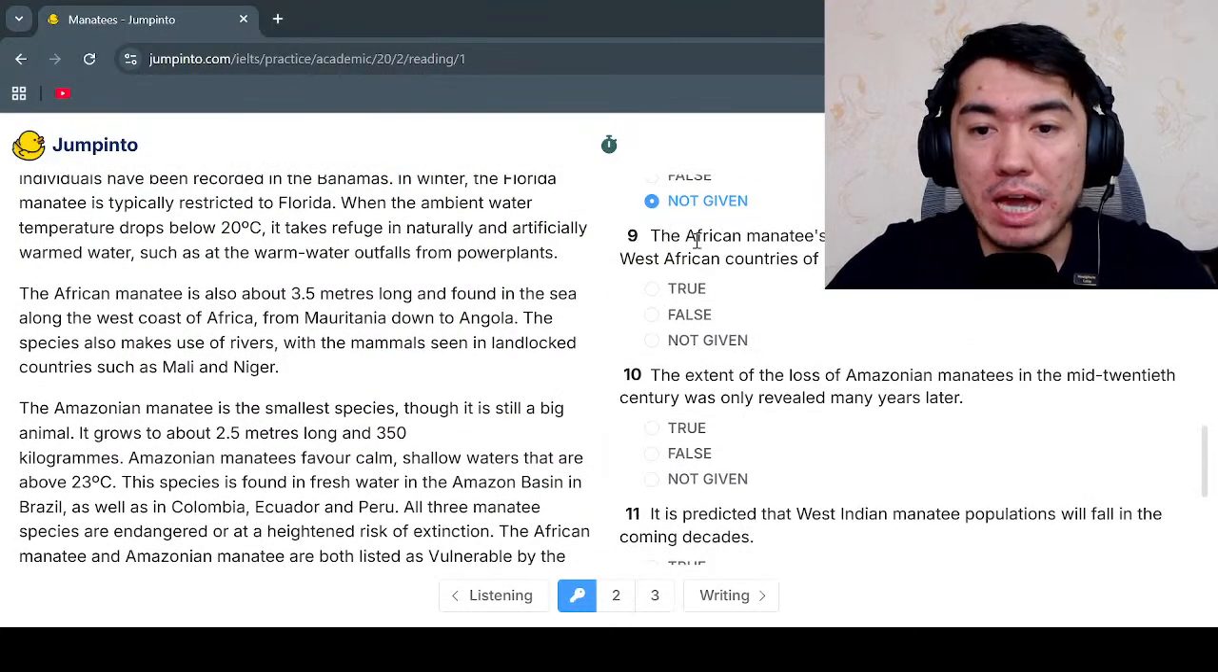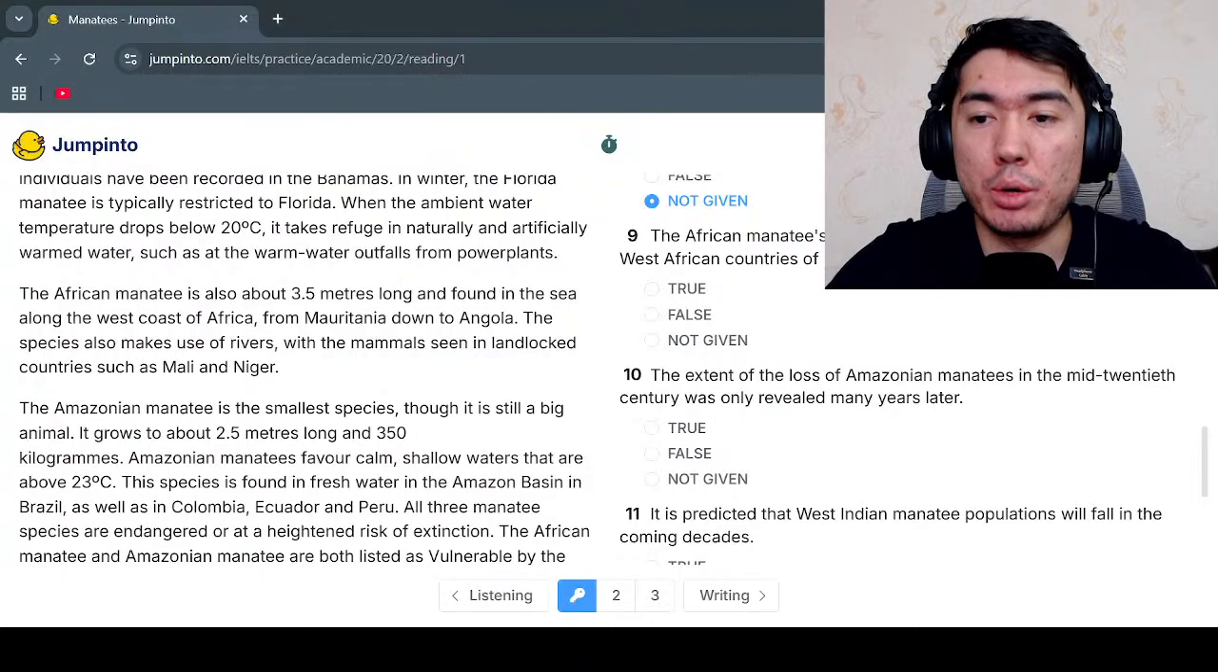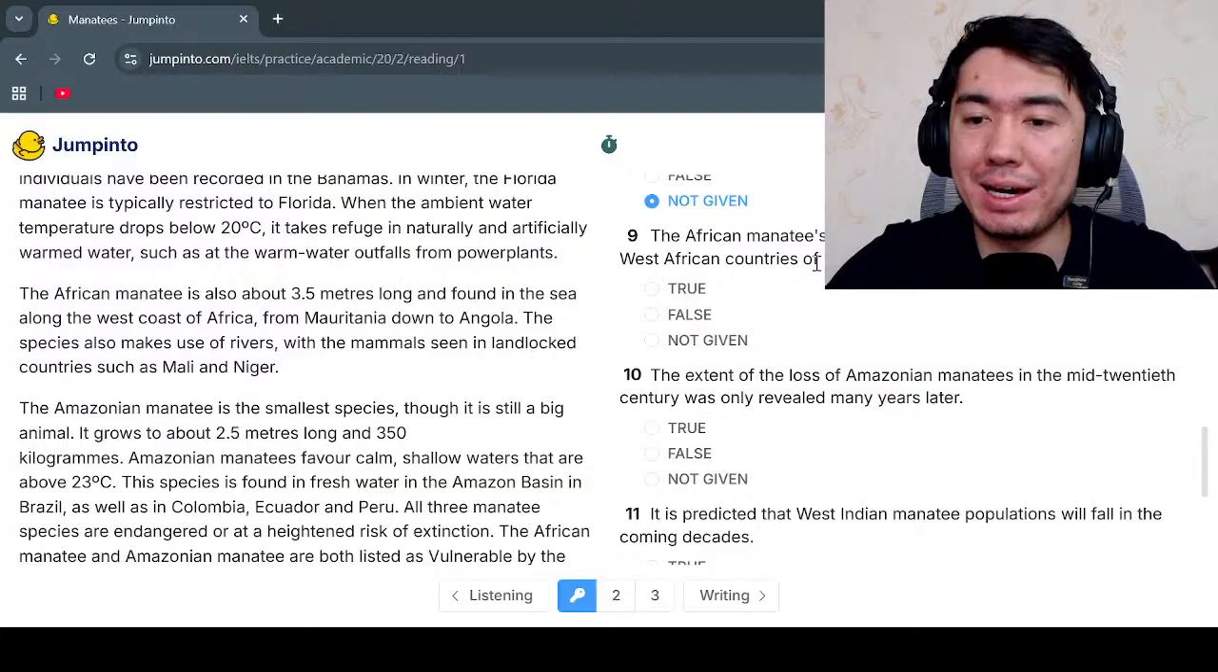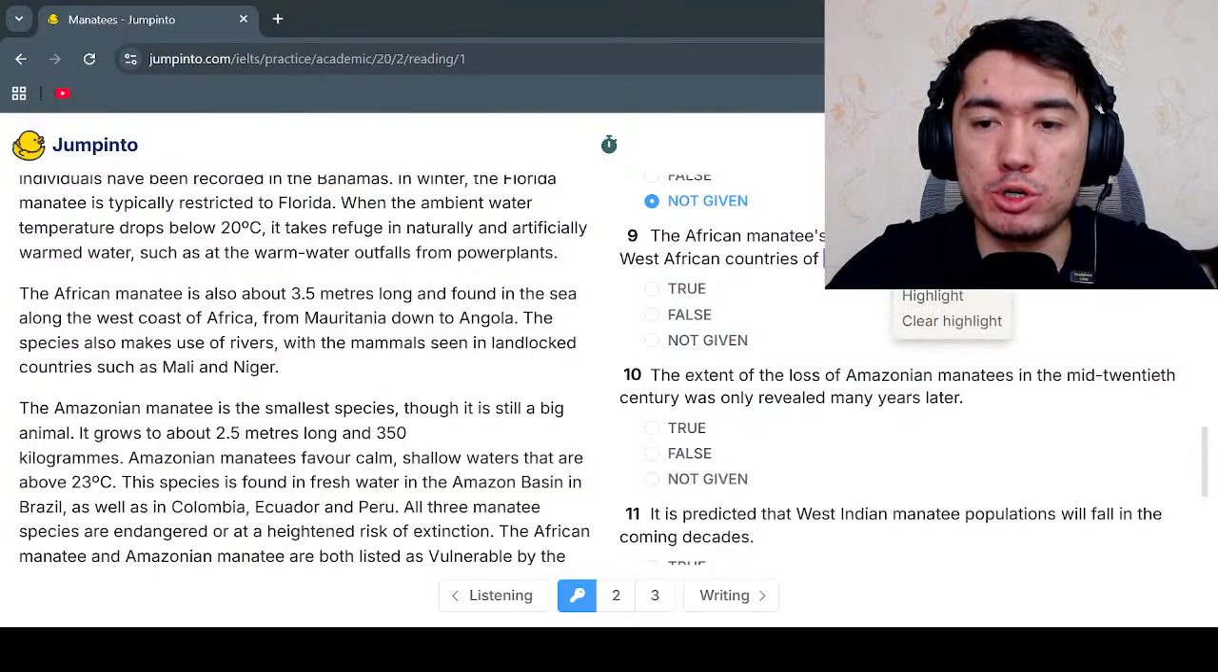Antillean's habitat. The African manatee's range is limited to coastal waters between the West African countries of Mauritania and Angola. Okay, I totally butchered this word.